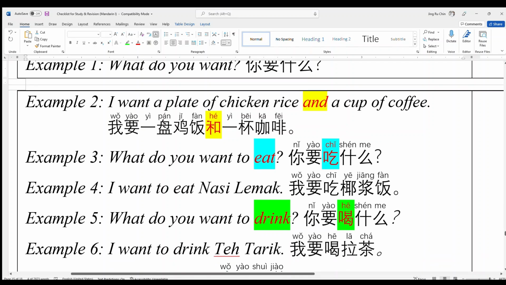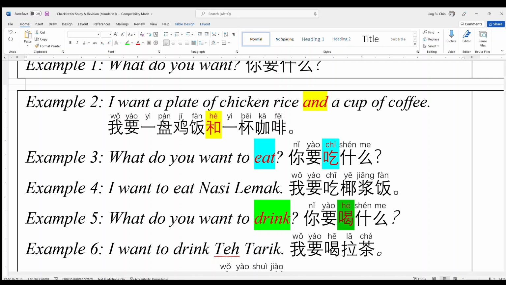Now, there's one more thing I want to share with you guys, please listen carefully here. Do you notice the Mandarin word for drink and the Mandarin word for and basically has the same pinyin, H-E, betul tak? H-E. It's just that the tone is different. How different? Drink is first tone, he. And in Mandarin is he, second tone. Do you notice the difference between my sound, my tone, right?